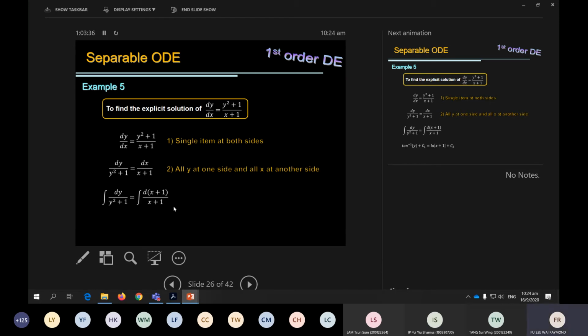And then we try to do the integration. Take integration on both sides, right? And then you change the value, integrate 1 over y squared plus 1 will be the arctangent, okay, according to the formula. So you always refer to the formula when you revise this piece.